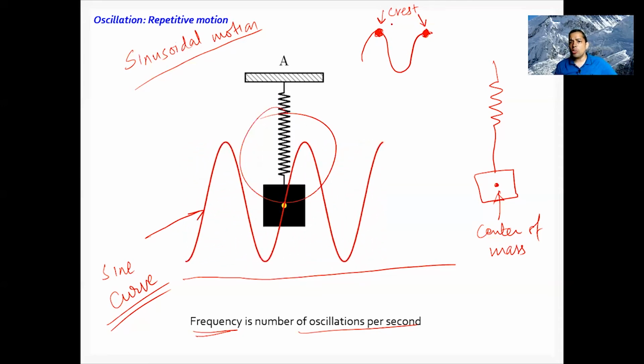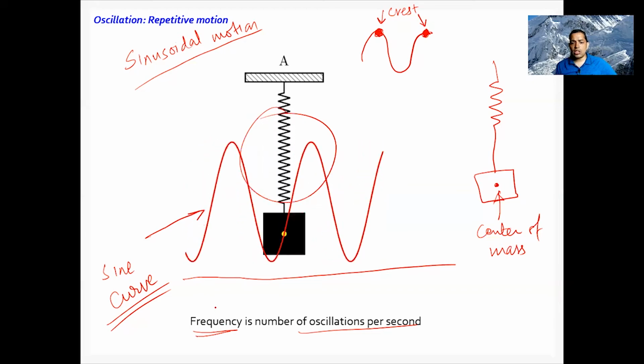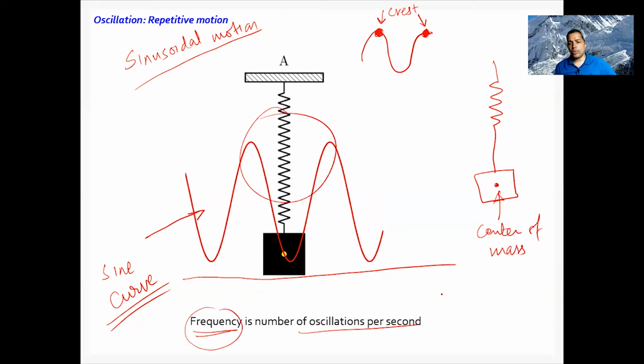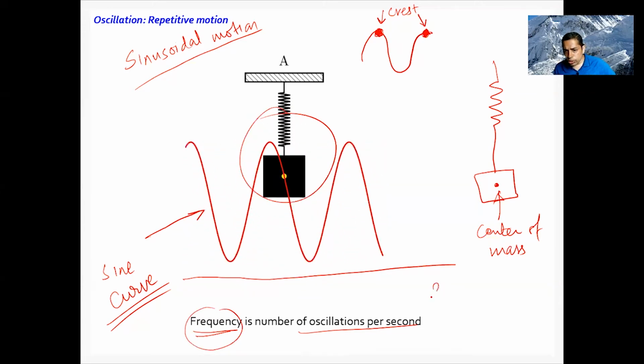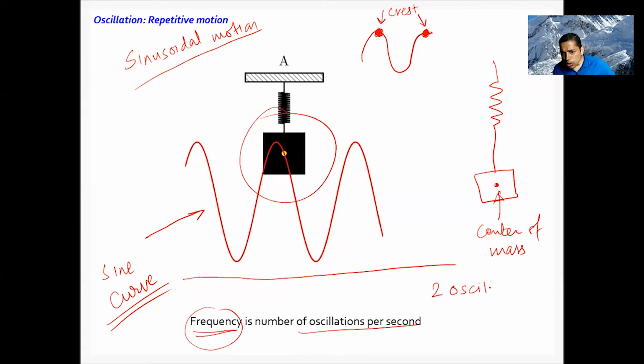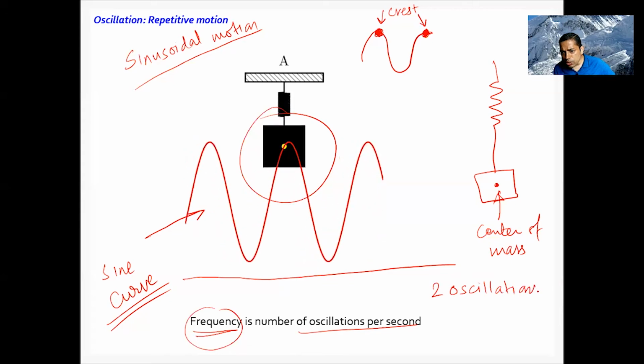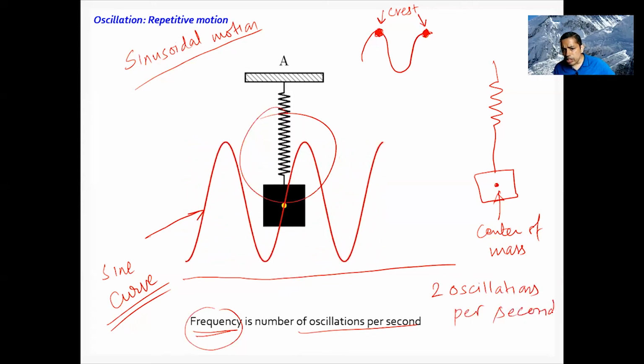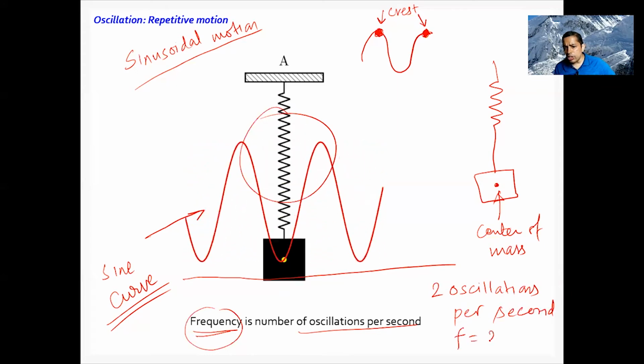In 1 second, how many oscillations are happening? That's called frequency. Looks like in this case, in 1 second, we have two oscillations per second. Okay, if that is the case, then frequency f is equal to 2 hertz.